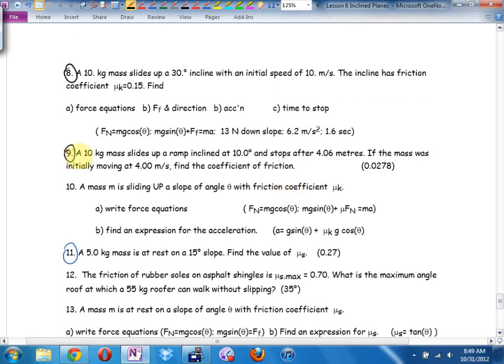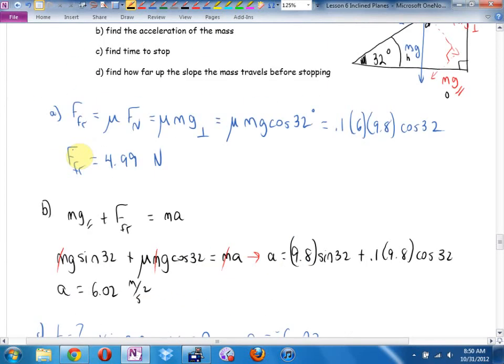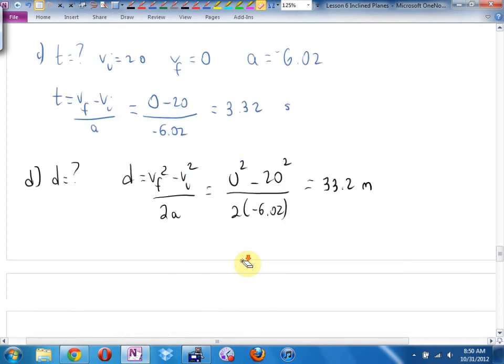Ooh, number 9. They're telling you how far it travels for. If you know how far it travels for, I think you can find its acceleration. And once you know its acceleration, find the coefficient of friction that caused it. So you're still going to be doing almost the same thing here, except you're going to end up solving for this, given that you know this. Okay, nice twist.